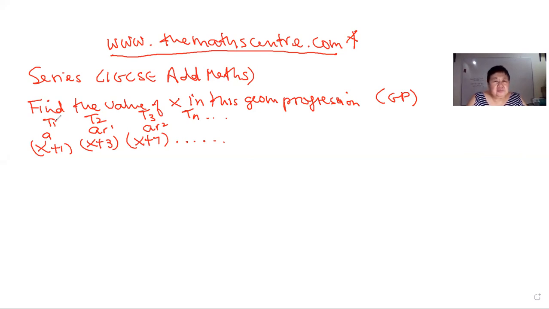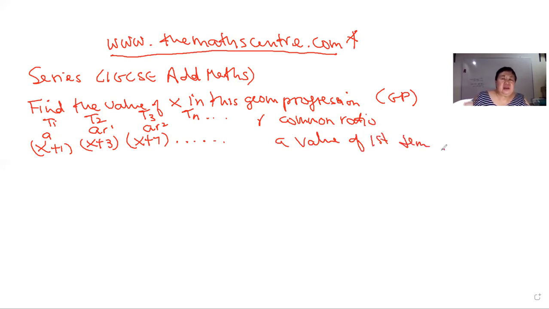Right, so now the first term in a GP is A. That means the first term has a value x plus 1. A times a common ratio R will give you the second term, and this takes on x plus 3. The third term is AR squared, which is A times R times R, that will give you x plus 7. R is denoted as the common ratio. A is the value of the first term. Now they ask you to find the value of x.